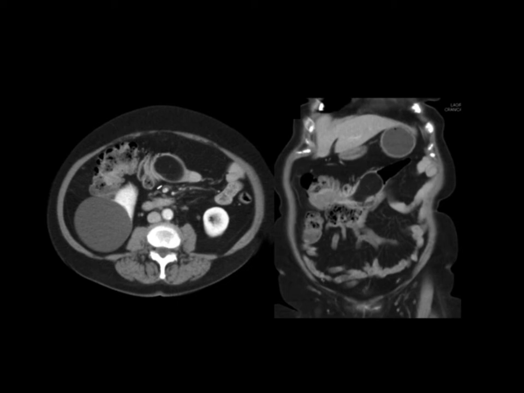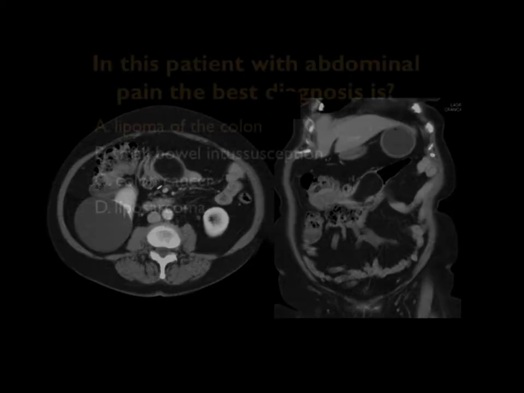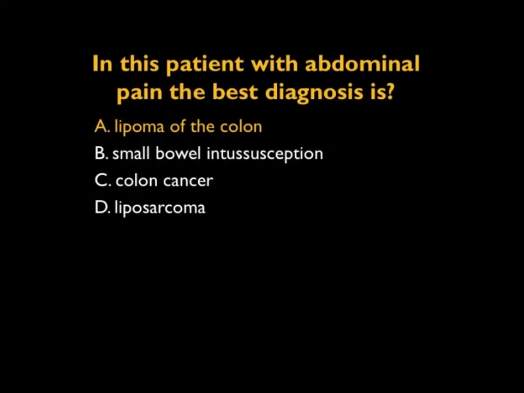It's creating almost obstruction. I would have guessed at some point this patient probably had an intussusception, and maybe we're seeing the patient after the intussusception has been reduced. This is not a small bowel process, so it's not a small bowel intussusception. It's not a colon cancer, though you could have thought about that. And it's not a liposarcoma, though it does contain fat. Very nice example of a very large bowel lipoma.